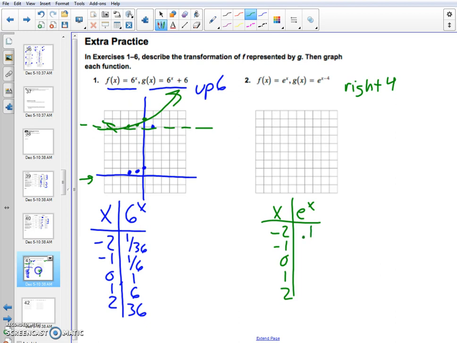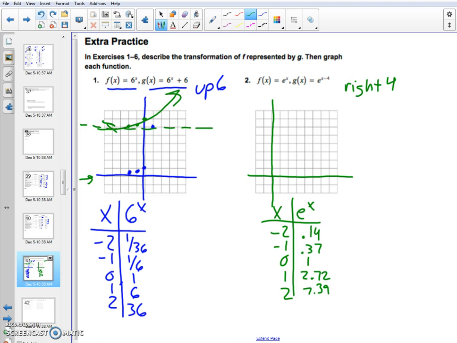So we'll say 0.14, 0.37, 1, 2.72, 7.39. So I'm just reading those right off of my calculator. So if I plug in those values of x, what does that give me? All right, so we can go ahead and graph those. As I'm doing this, I'm just keeping in mind that I'm still going to need to go to the right, so I want to leave plenty of room there.